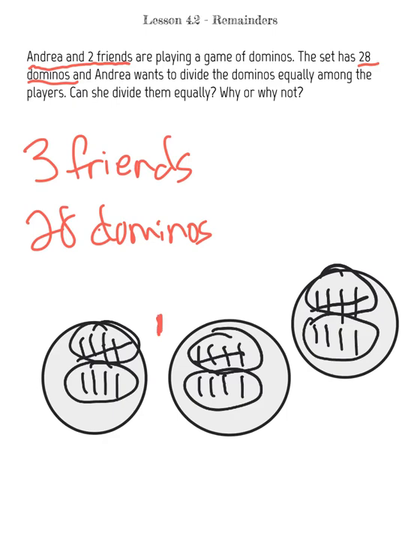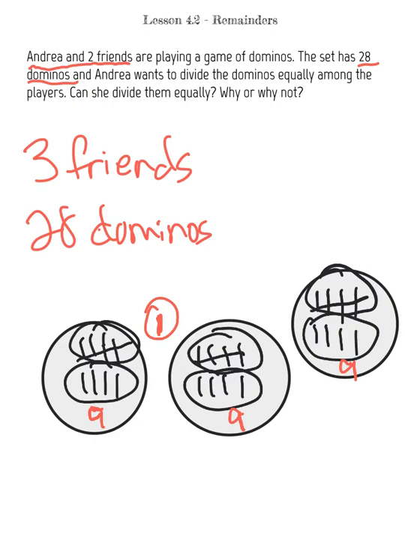So the question asks us, can we divide them equally among the 3 players? And the answer is no, because I have 28 dominoes and 3 friends. So far it's equal with 9, 9, and 9, but that only gets us 27. I have my 1 left over right here, which would give me 28. No matter how, I could cut the domino in half, but even then that wouldn't solve the problem, and then I would have broken my domino set.